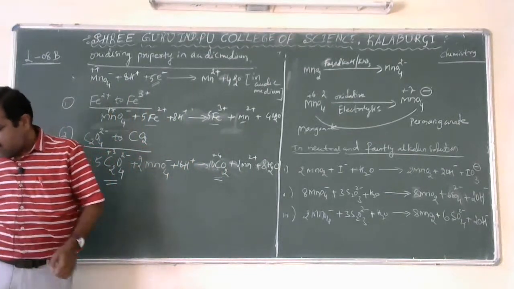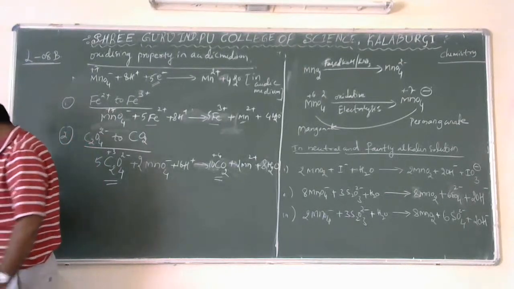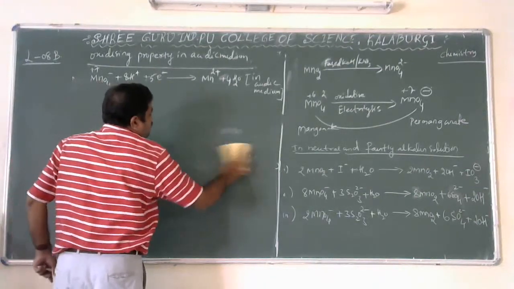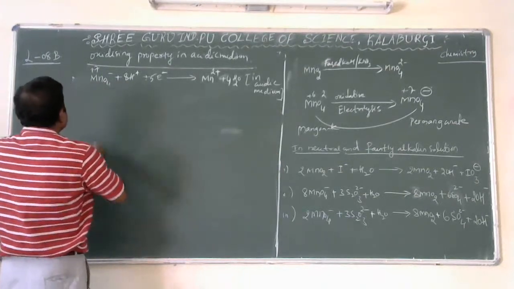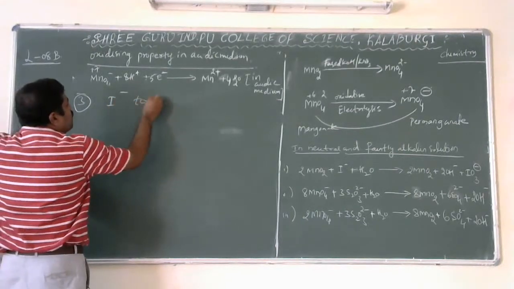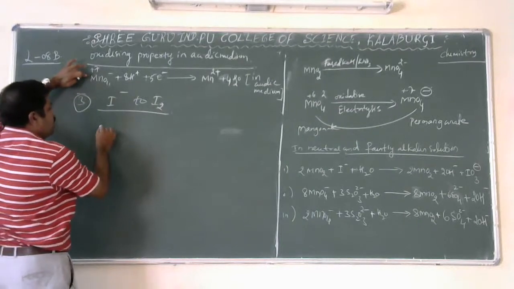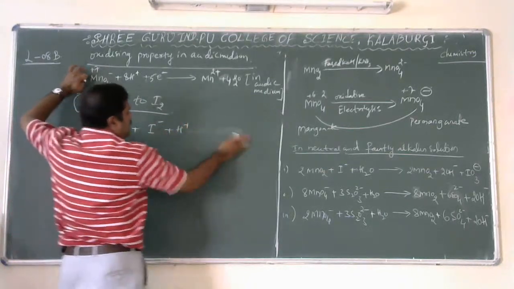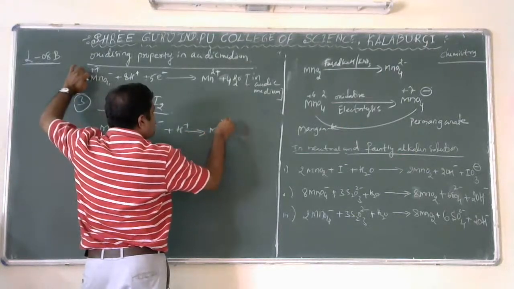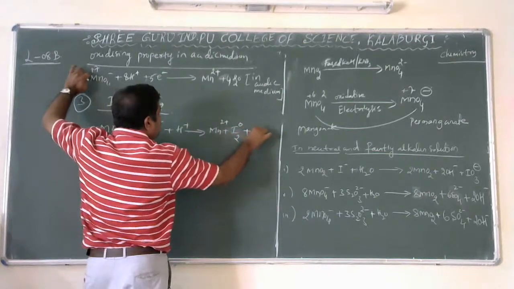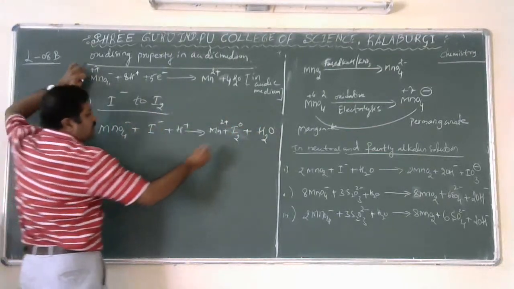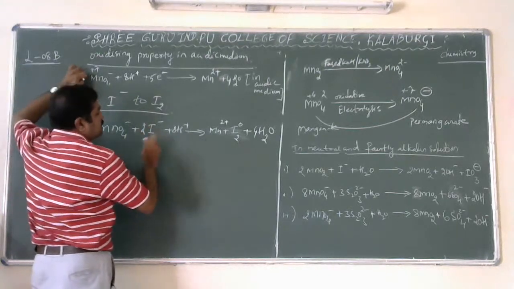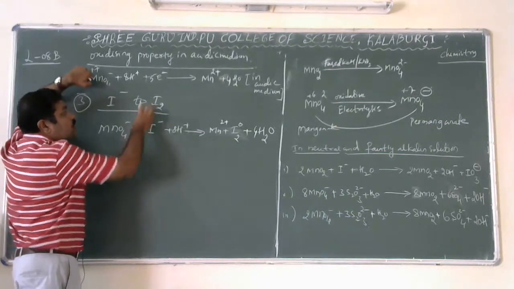Now I will continue with two to three more oxidizing properties after ferrous and oxalate. The third one is iodide to iodine. The same base: MnO4 minus with iodide, I minus, in acidic medium H plus. It gives, as usual, Mn2 plus. The oxidized product is I2, and water is common: 4H2O, 8H plus. This is important: 2I minus to I2 needs 2 electrons, and since 5 electrons are to be added, we take 5 into 2.